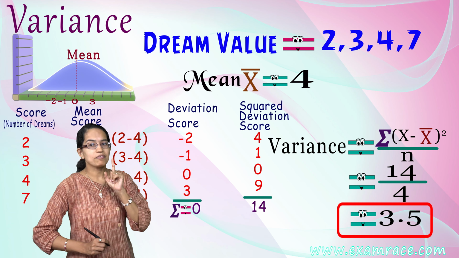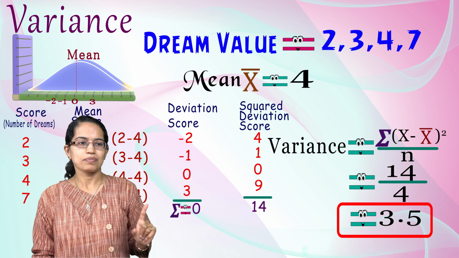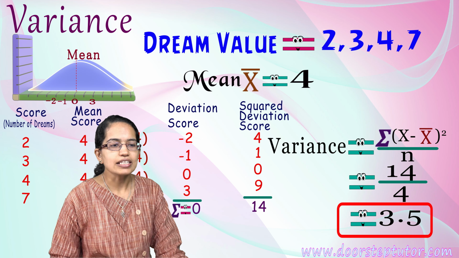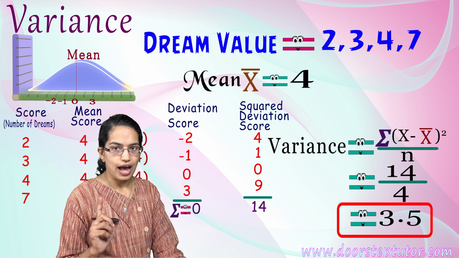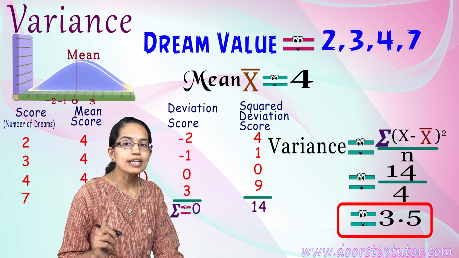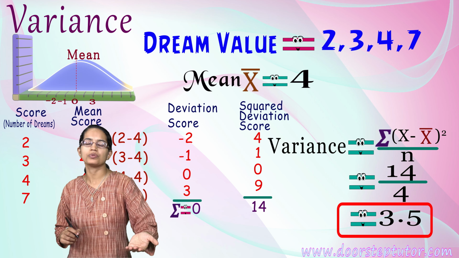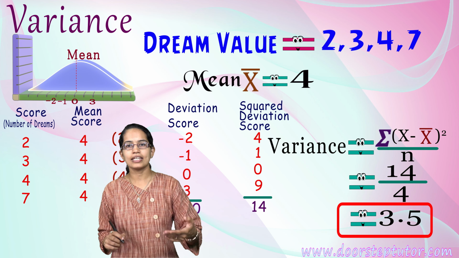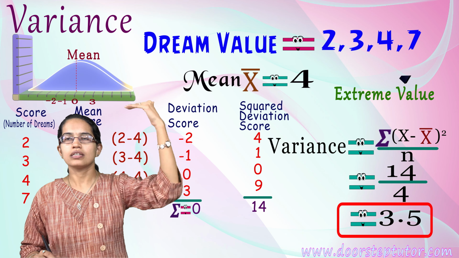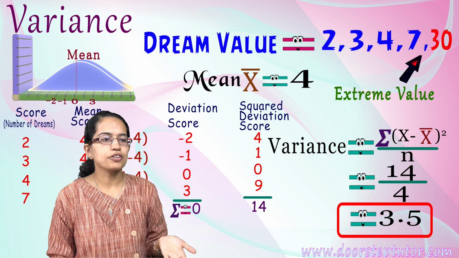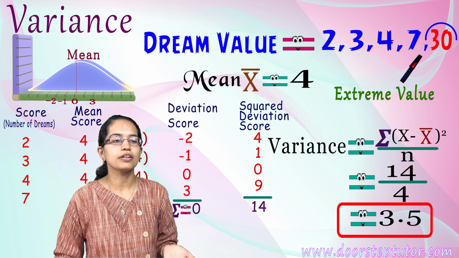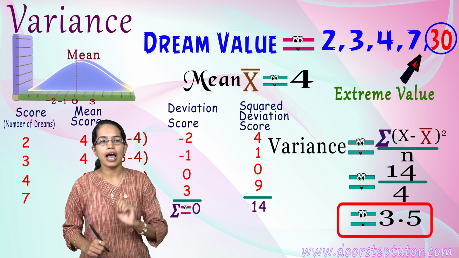Now be very careful where we are going. Let's say I change one of the values. There is one extreme value that is introduced into the system, and let's say that extreme value is 30. Now when I introduce this extreme value 30 into the system, what would happen?